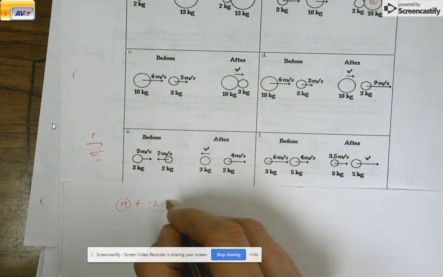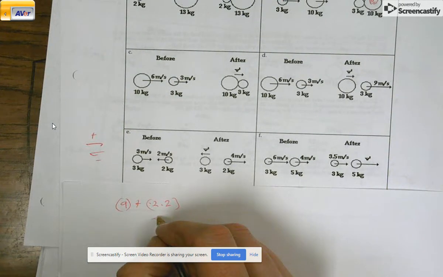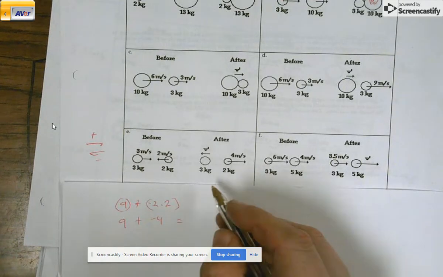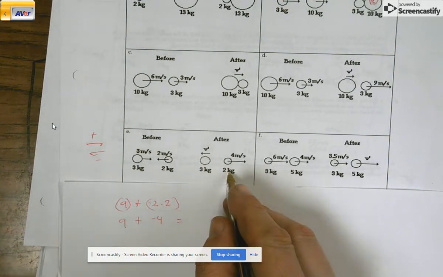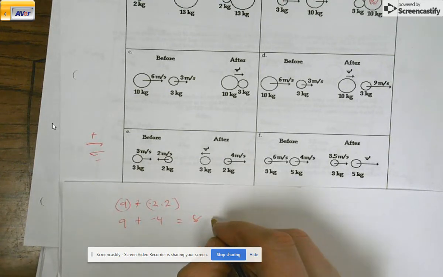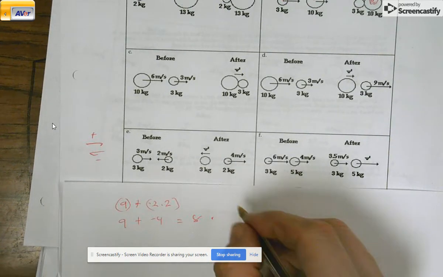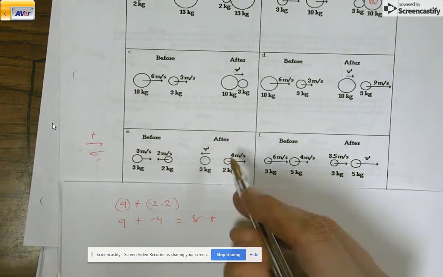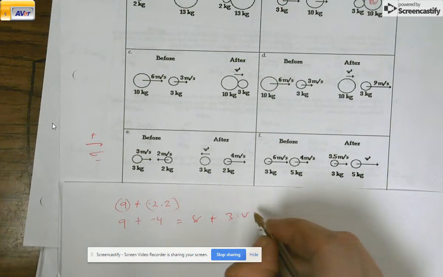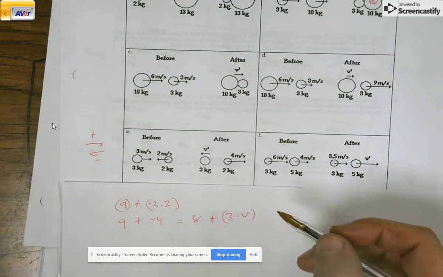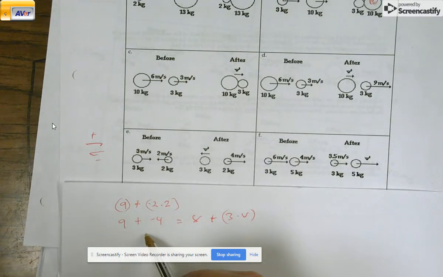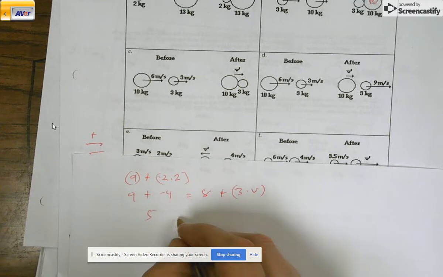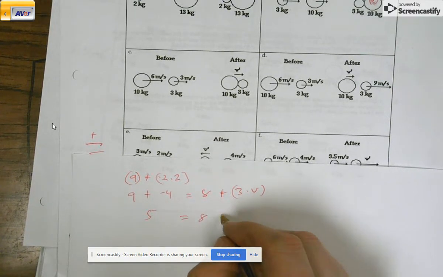Negative 2 times 2, which is just going to give me negative 4, plus 9 equals 2 times 4, which is going to give me 8, plus 3 times whatever this velocity is, 3 times velocity. Now I can combine these. 9 minus 4 is just going to give me 5. So 5 is going to be equal to 8 plus 3v.